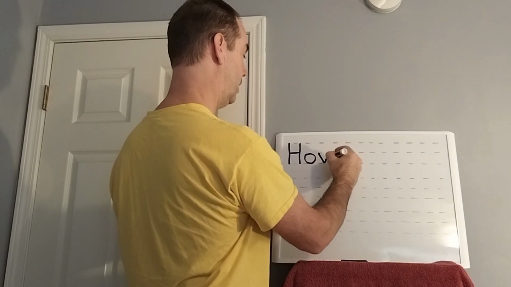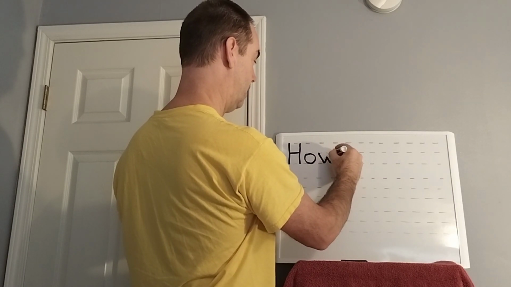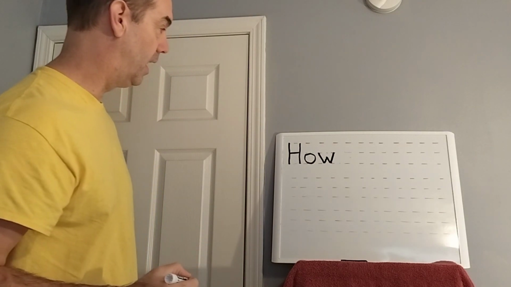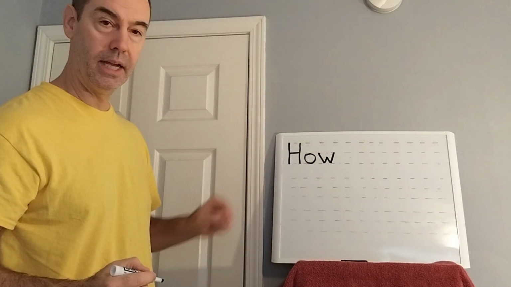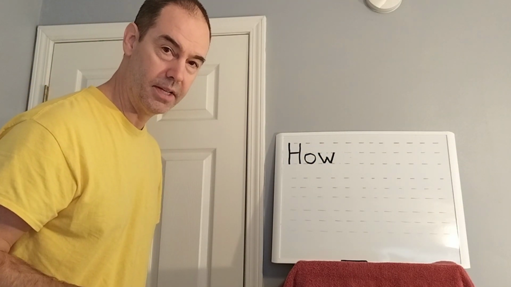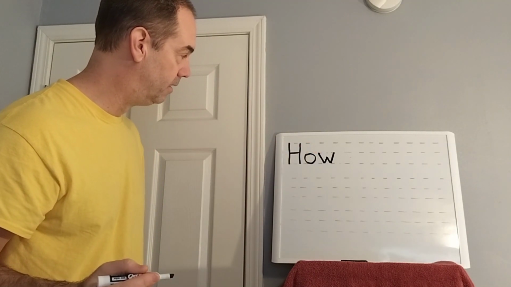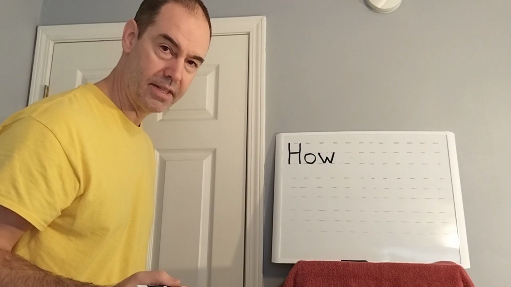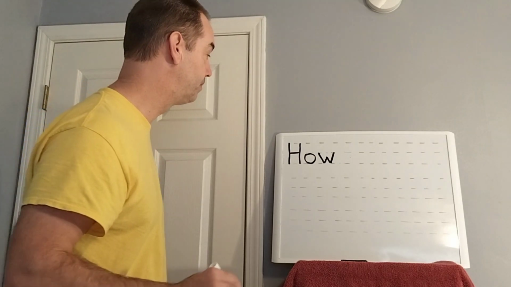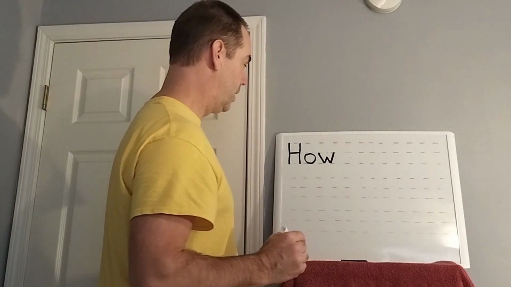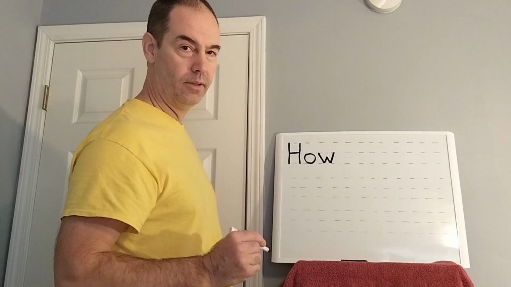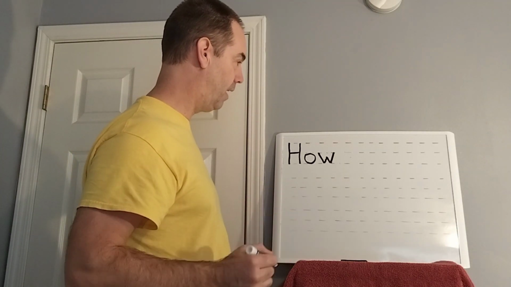Back down to the lower line, and then up to the midline. You can make that peak in the middle of the W as high as you want. You can't go higher than the midline, but you can go up to the midline if that's how you like to do it. You choose. Okay, that spells how. All right, we got the first part done.